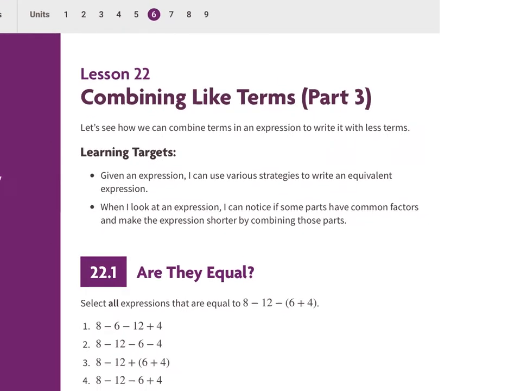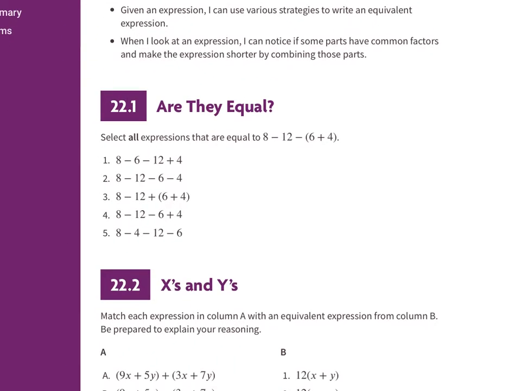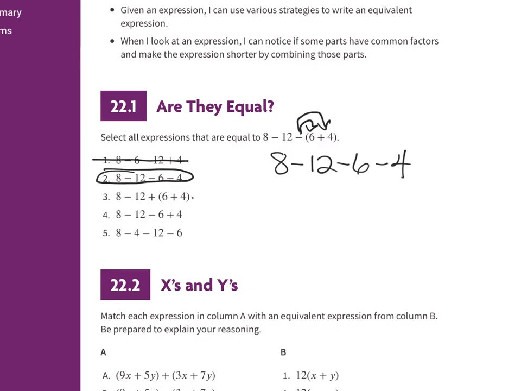All right, are they equal? Select all the expressions that are equivalent to 8 minus (12 minus 6 plus 4). So this minus next to the parentheses is going to go with both the 6 and the 4. So you could rewrite this as 8 minus 12 minus 6 minus 4. Okay? So 1's out. 2 works. 8 minus 12 plus 6 plus 4. No, that one doesn't work. No, that one doesn't work. 8 minus 4 minus 6. Yeah, so they all have minuses, so that works too.